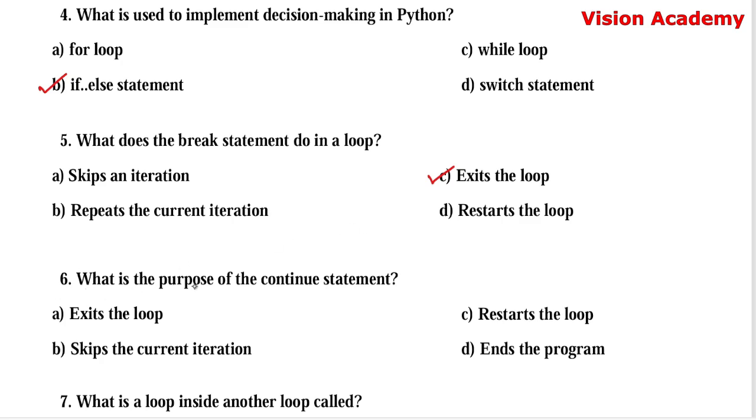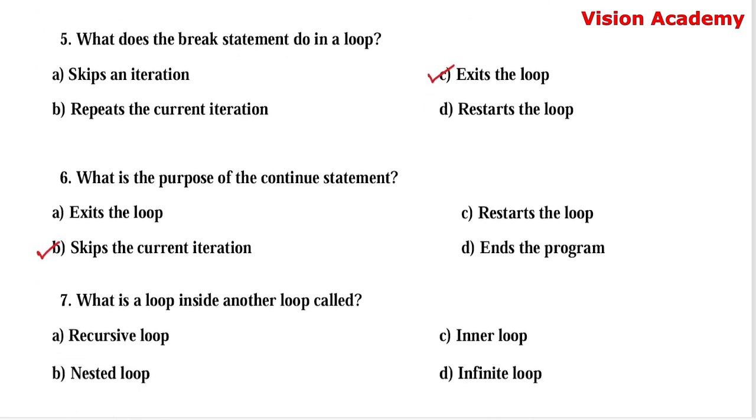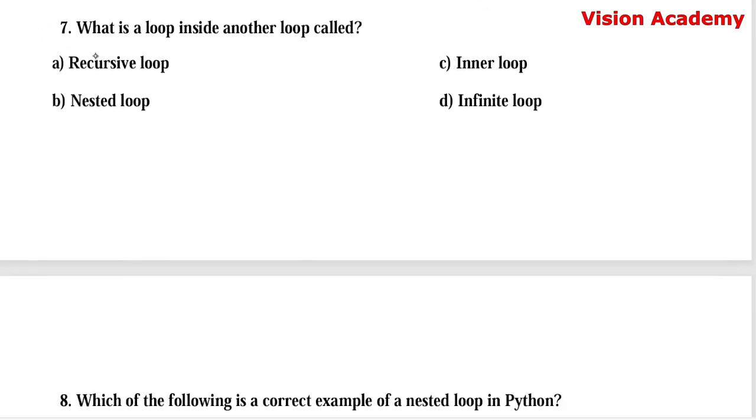Question number 6. What is the purpose of the continue statement? Option A, exits the loop, B, skips the current iteration, C, restarts the loop, D, ends the program. Here, option B, skips the current iteration is the right answer. Question number 7. What is a loop inside another loop called? Option A, recursive loop, B, nested loop, C, inner loop, D, infinite loop. Here, option B, nested loop is the right answer.